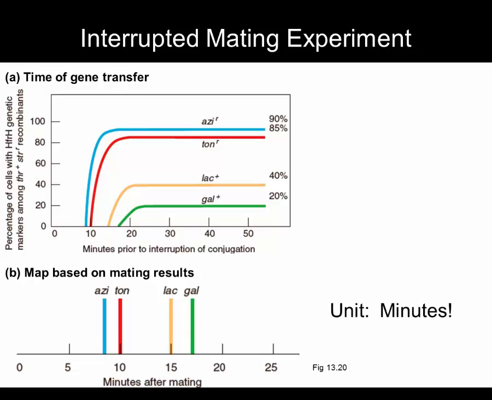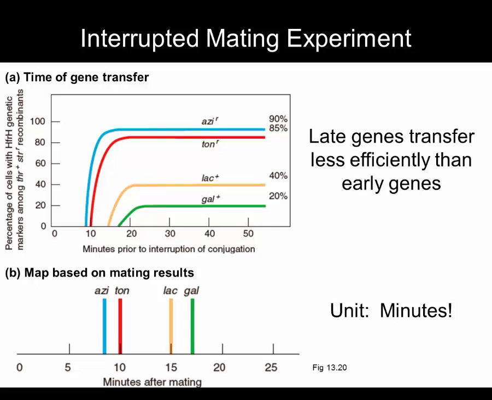In fact, this experiment made time a unit of distance on the E. coli chromosome. We say that TON and LAC are 5 minutes apart. Now I want to draw your attention to one more thing about the original plot. The first azide-resistant colonies appear after 9 minutes, and we quickly reach a point where 90% of the recombinants have azide resistance. But the galactose metabolism gene, which first appears at 17 minutes, levels off at only 20%.